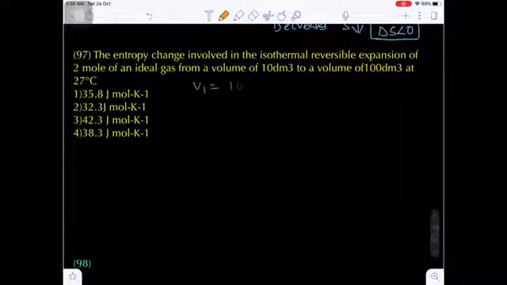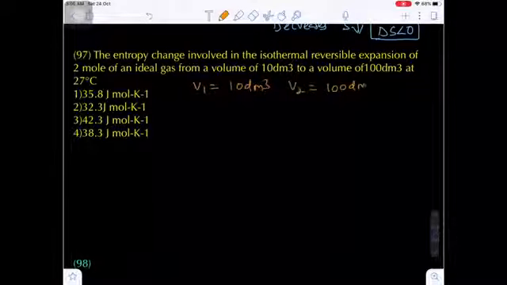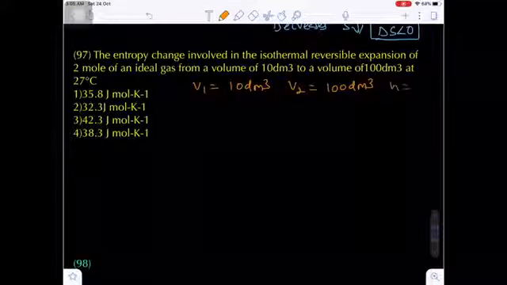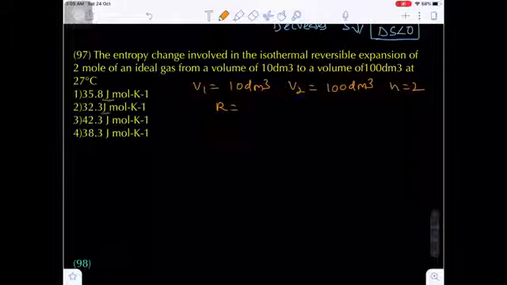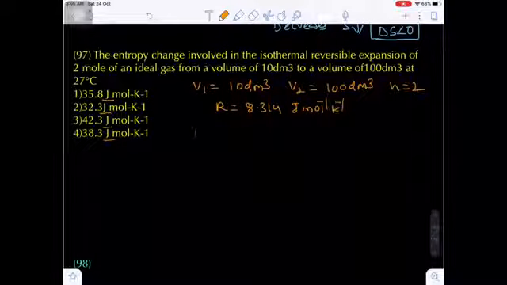Now what is the initial volume of the ideal gas given? 10 decimeter cube, nothing but 10 liter, and the final volume will be 100 decimeter cube. How many moles of ideal gas are given in the question? The number of moles of ideal gas will be 2. What R value should we take? In joule, because the options are in joule. So 8.314 joule mole inverse Kelvin inverse.